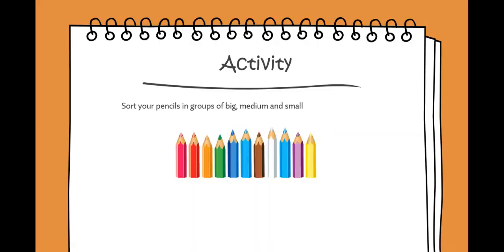Now what you're going to do is you're going to sort your pencils in groups from big, medium, and small. So if you look at this picture, the pink, the red, the brown, the purple, and the yellow are all medium sized. And if you look at the orange and the green, these two are small. And the dark blue, light blue, and white are all big. So quickly go and sort your pencils.